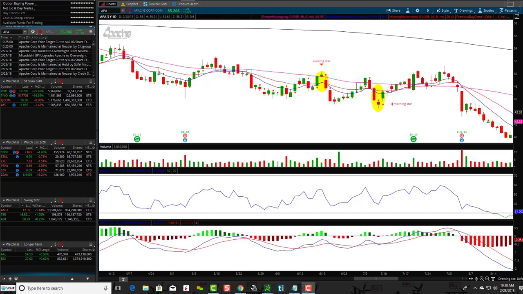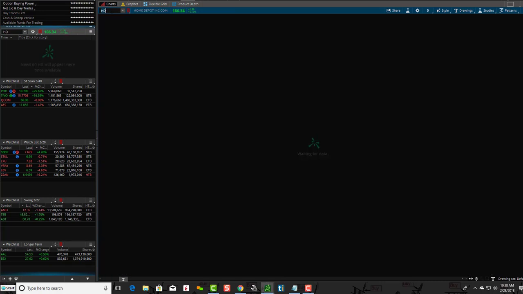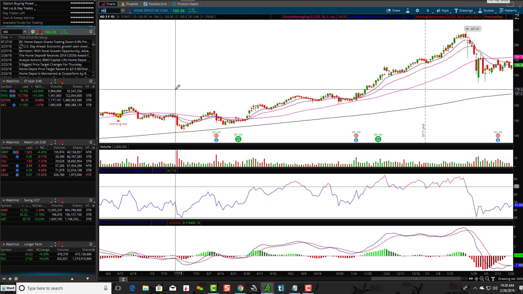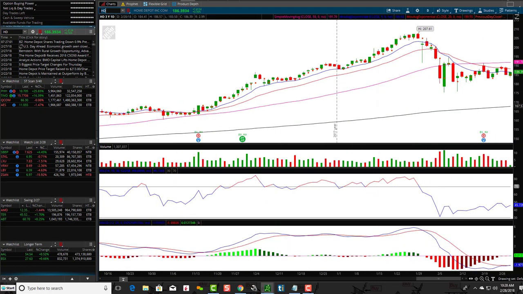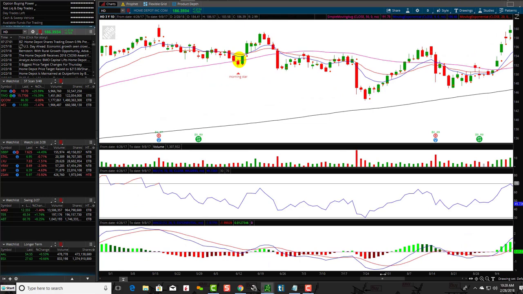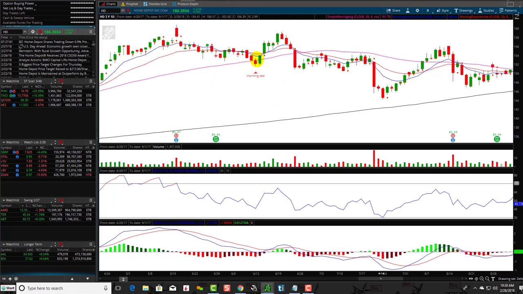All right, let's look at several examples. I'm all about repetition is the key. So you just want to look at chart after chart after chart. There's no simple way to learn candlesticks because it's all about repetition.